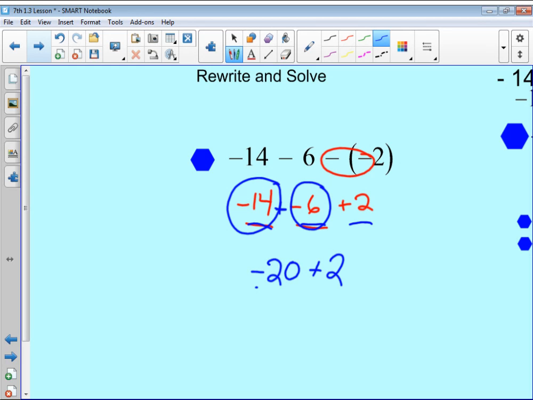Now I have different symbols, find the difference. So the difference is subtract. So 20 minus 2 is 18. Apply the larger sign. The larger digit had a negative sign here, so I need to apply that negative sign to my answer. You should have gotten negative 18.